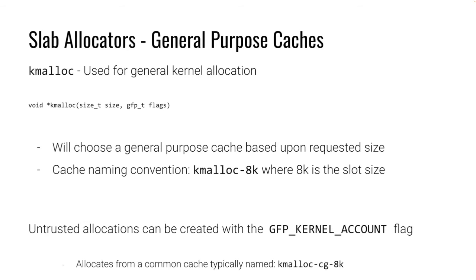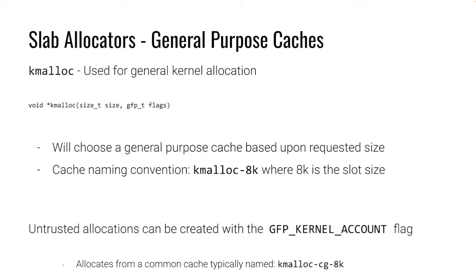The common case, however, is to use kmalloc, which is used for general kernel allocations. And if we look at the function signature here, kmalloc is very similar to userland malloc. Kmalloc takes a size as well as a flags parameter. Now what kmalloc does is it will use the general purpose caches and it will choose which one is appropriate based upon the requested size. Now these general purpose caches have a naming convention such as kmalloc-8k, where 8k is the size of the slot that is offered by that cache.